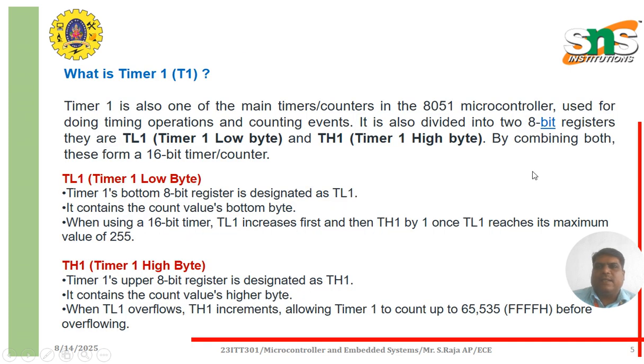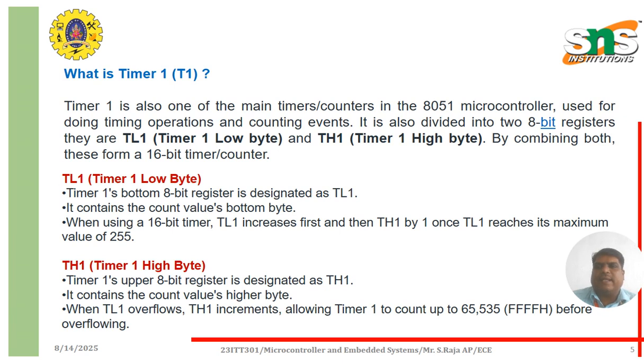Next, timer 1. Timer 1 is also one of the main timers or counters in the 8051 microcontroller, used for timing operations and counting events. It is also divided into two 8-bit registers, that is TL1, timer 1 low byte, and TH1, timer 1 high byte. Combining both forms a 16-bit timer or counter.